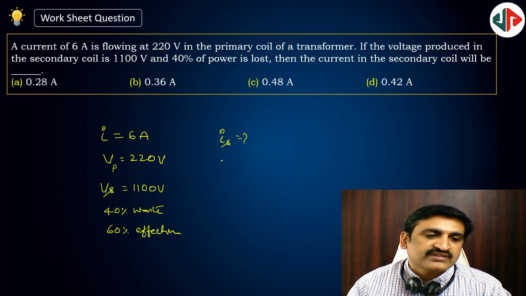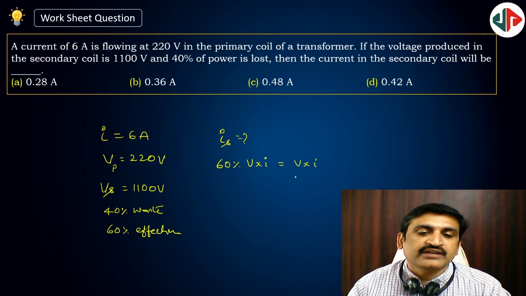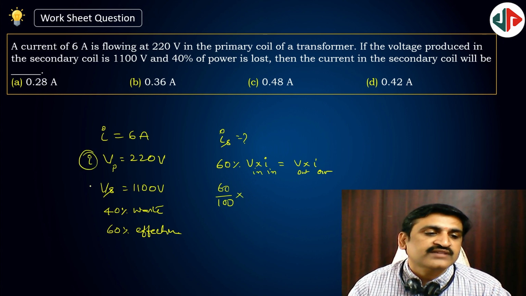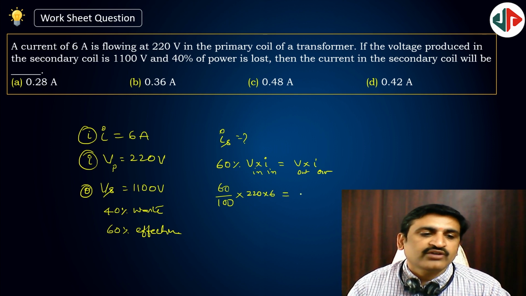60% of the input power, V into I, is equal to the output V into I. This is input, this is output. 60 by 100, because 40% is lost. Primary is called input, secondary means output. So 60 by 100 times 220 into 6 is equal to V output 1100 times I out.